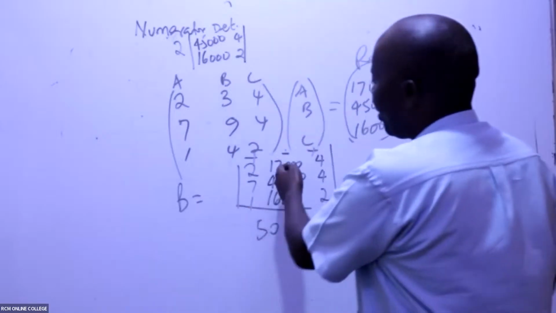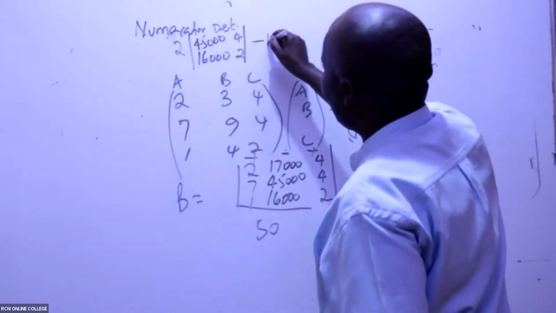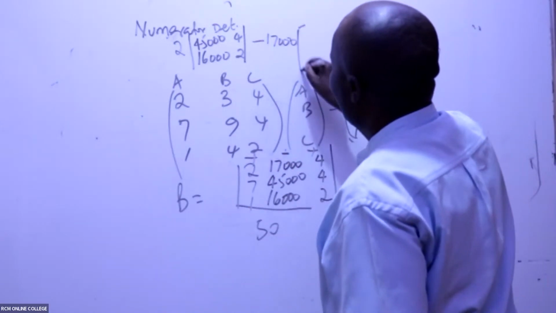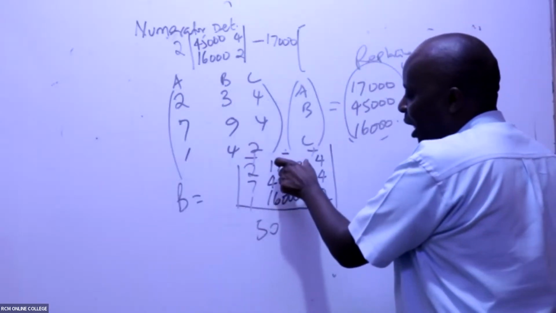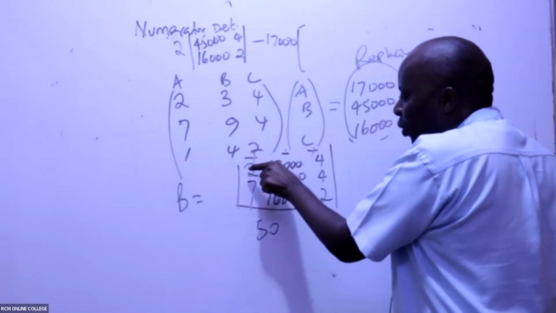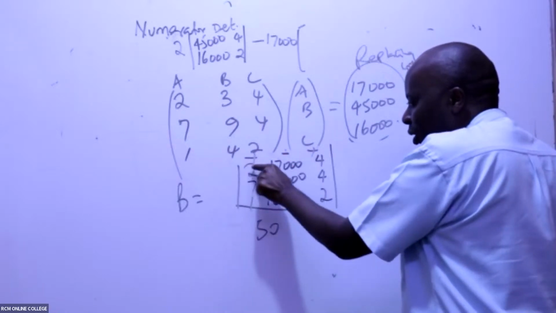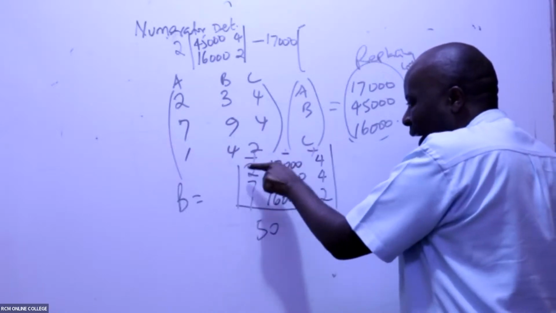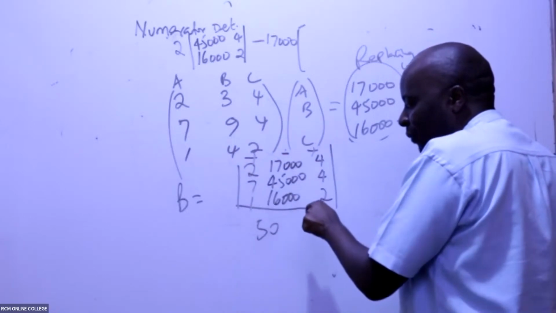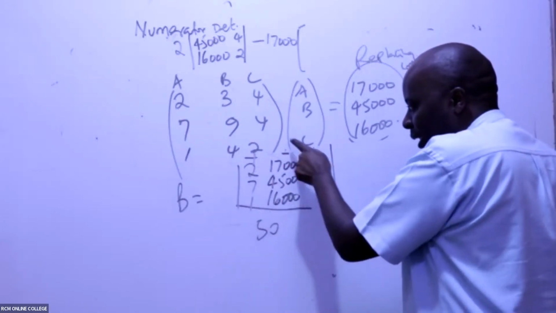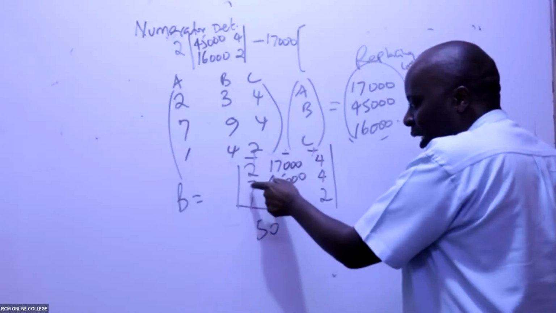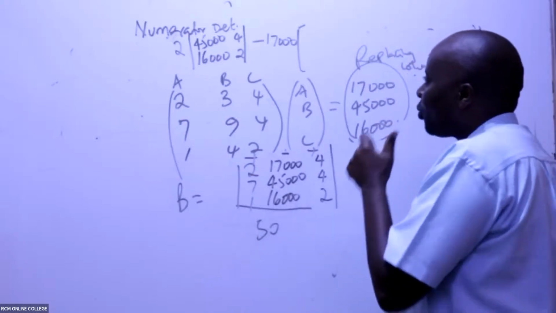You go to the next one, which is minus. So minus 17,000 into. In this case here, if it is 17,000, we have to hide it. So this row disappears. You hide it column-wise and row-wise. So this disappears, this disappears. So we are left with 7, 4, 1, 2.